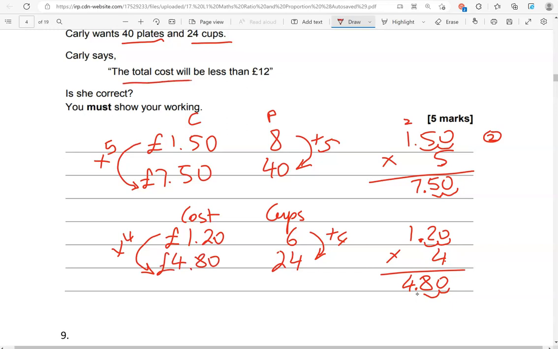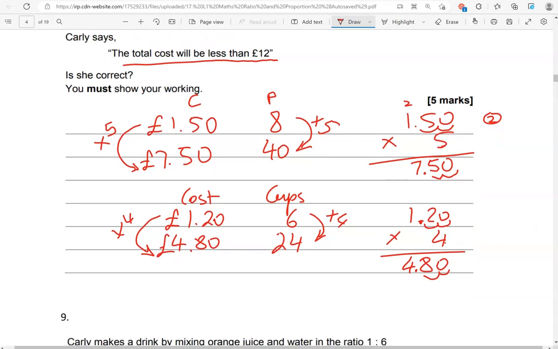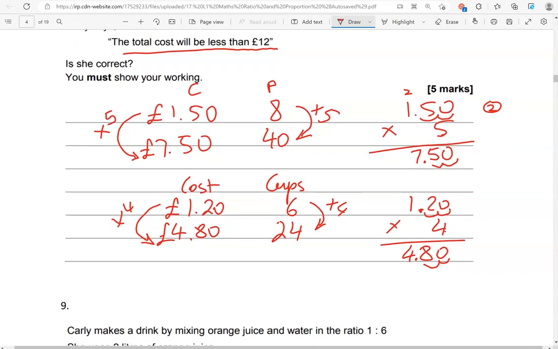Now, the total, she's saying, will be less than £12. Is that correct? So what we're going to do is add £7.50 and the £4.80. 0 and 0 is 0. 5 and 8 is 13. So 3 down, 1 carried over. 7 and 4 is 11. And the 1 is 12. So that is £12.30, which is not less than £12. So we're going to say, is she correct? No.